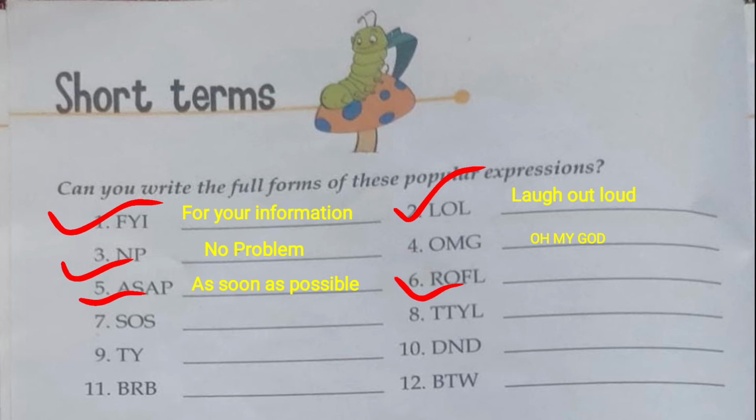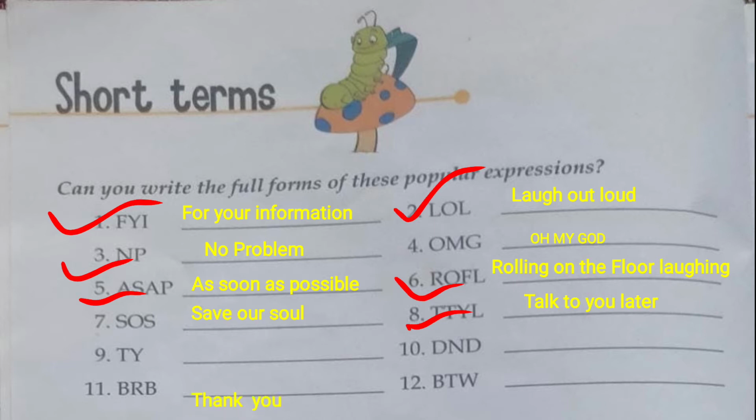ROFL. Expression number 6. What's the meaning of this? Rolling on the floor laughing. Alright. The next one is SOS. What's the meaning of this? Save our souls. SOS. And the next expression, expression number 8, is TTYL. What's the meaning of TTYL? Talk to you later, right? People always used to say TTYL. It means talk to you later.